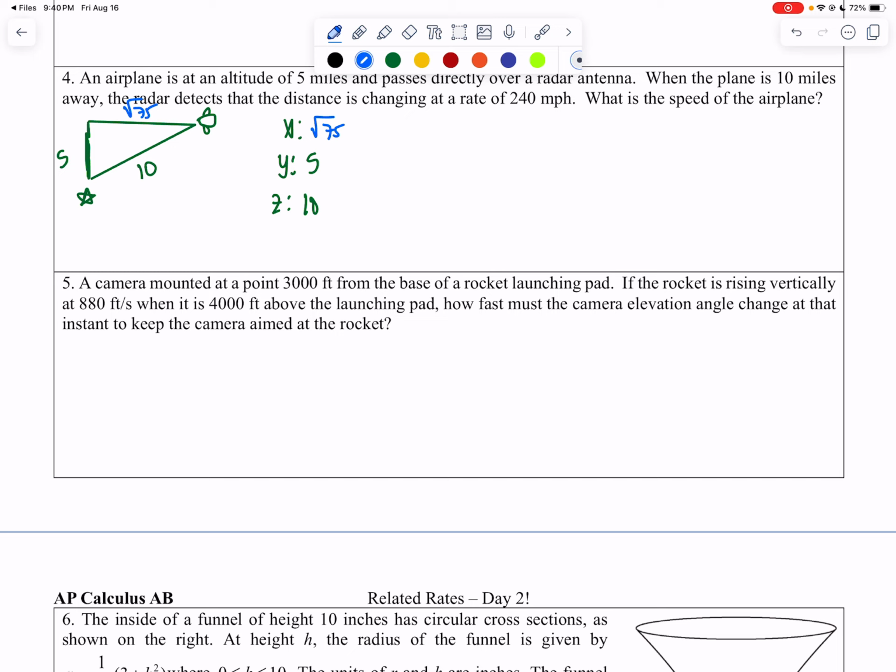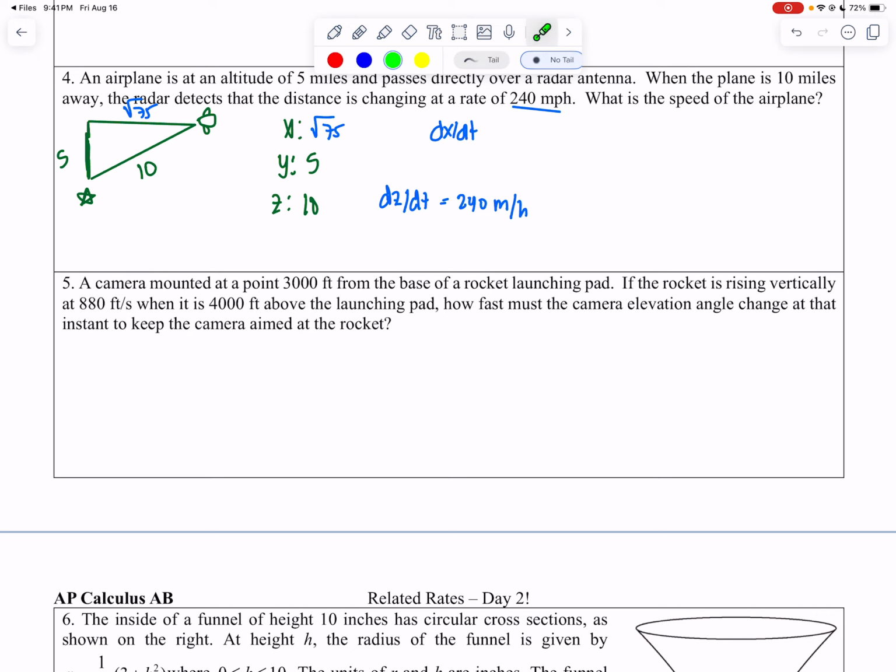Now we know that the radar detects the distance is changing at a rate of 240 miles per hour. So notice how this one right here, dz dt, is changing at a rate of 240 miles per hour, because the airplane is changing from here to here, the speed changing, or the distance. And we're going to figure out the speed of the airplane. Okay, so in order to find the speed of the airplane, we want to find out what dx dt is, aka this right here.